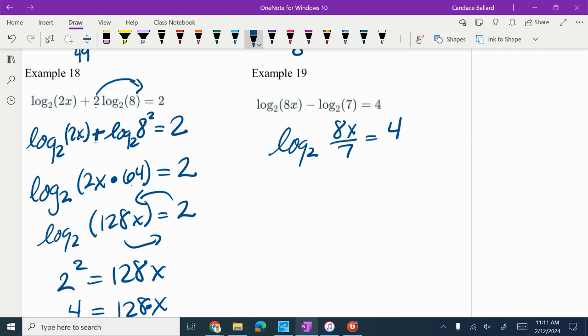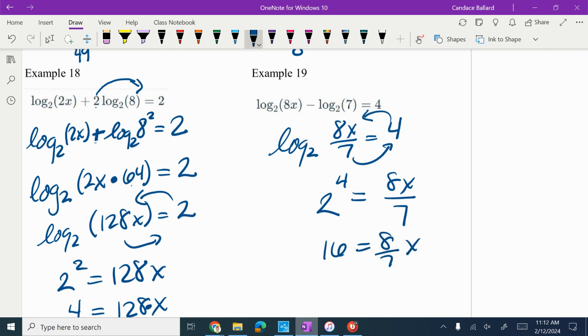I have 1 log on one side, so now I need to log loop. What's my base? 2. And then I'm going to loop this around. So what's my new exponent going to be? 4 equals 8x over 7. What's 2 to the 4th? 16. Now, I'm going to rewrite it as 8/7 x. It's the same thing. How do I take that 8/7 and get it to the other side? Right now it's under multiply.